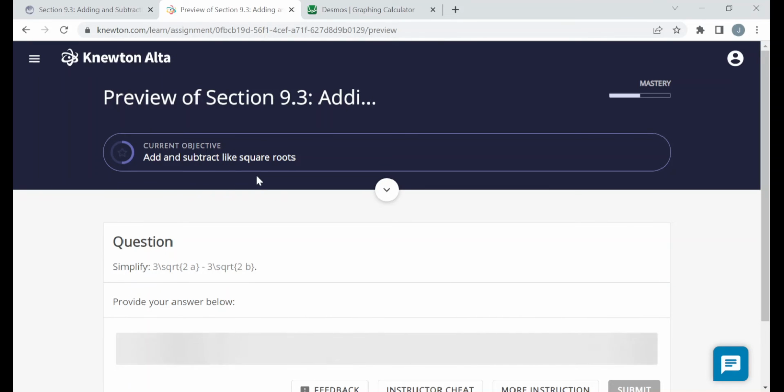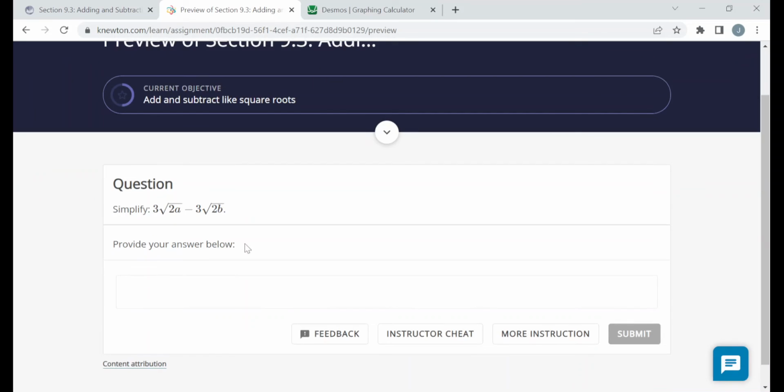Alright, so another one with square roots. Actually, this one we're asked to simplify. See how one of them has the square root of 2a, and the other one has the square root of 2b. These are not like at all, and I can't simplify them to make them like. There's no way to make these like. One has a in it, the other one has b in it. I can't just throw b in here and throw a in there.